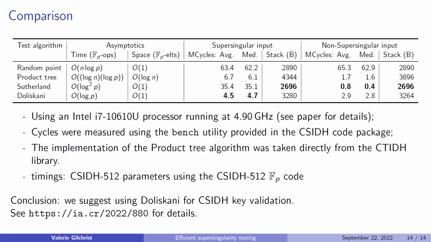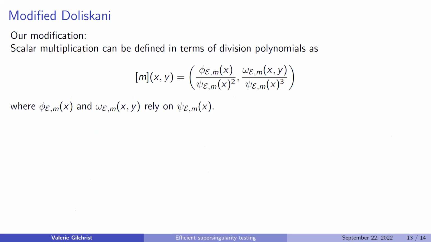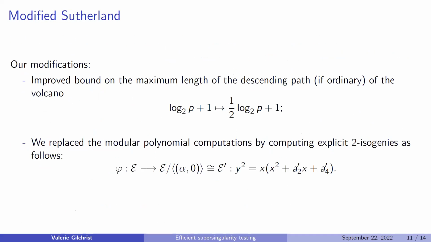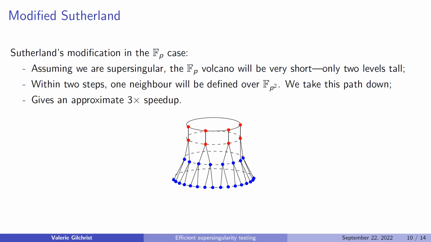No other question? Maybe I have one. Could you come back to the graph, the ordinary graph, the volcano? Yes, this one. You said that after 2 walks, if you get an FP squared point, you continue with that point. So in the ordinary case, could it happen that you get an FP squared curve which is still on the surface, for example? In the ordinary case?